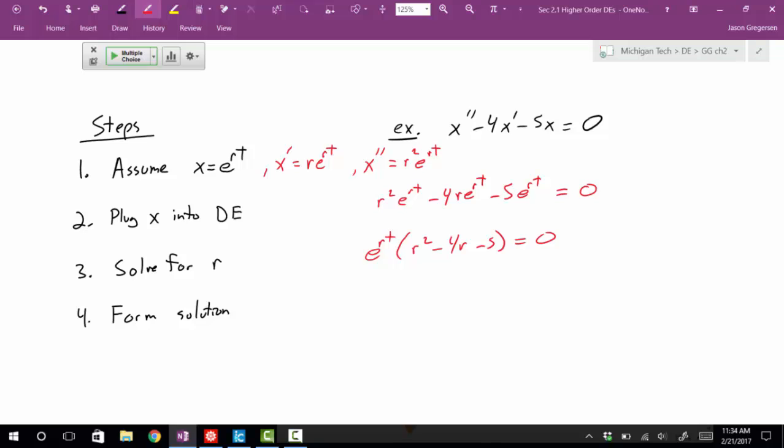When is the first thing equal to 0 here? Never, right? It's the exponential function. That guy is never equal to 0. So the only way that this thing is equal to 0 is if this thing is equal to 0. Okay? Now I just have a polynomial. I can figure out the values of r that make this 0. Those must be the right values of r to make my assumption true. This right here is called your auxiliary equation.